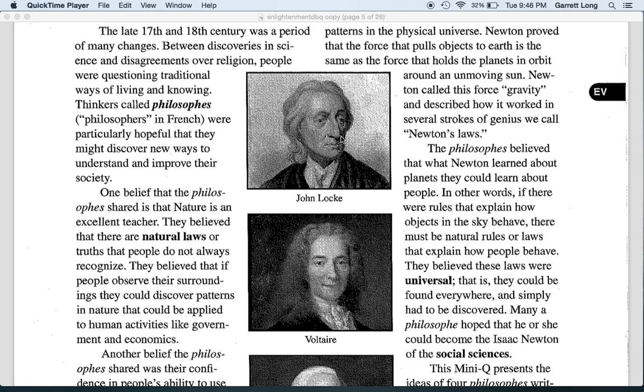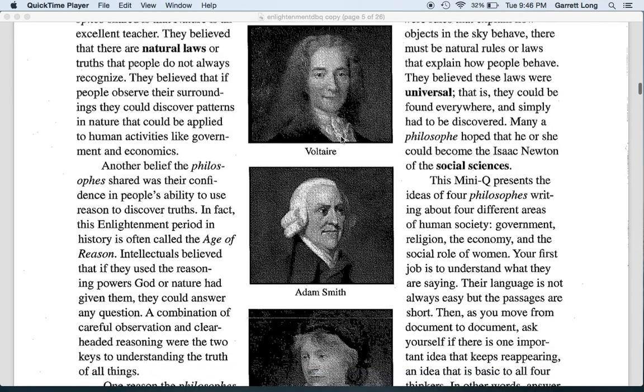Intellectuals believed that if they used the reasoning powers God or nature had given them, they could answer any question. Please highlight reasoning powers God or nature had given them. Highlight could answer any question, and then highlight combination, careful observation, reasoning, and then highlight understanding the truth of all things.